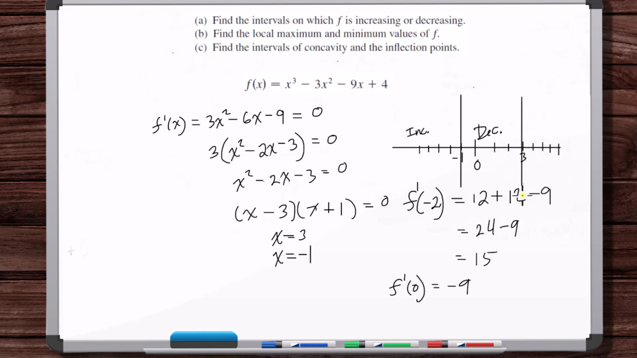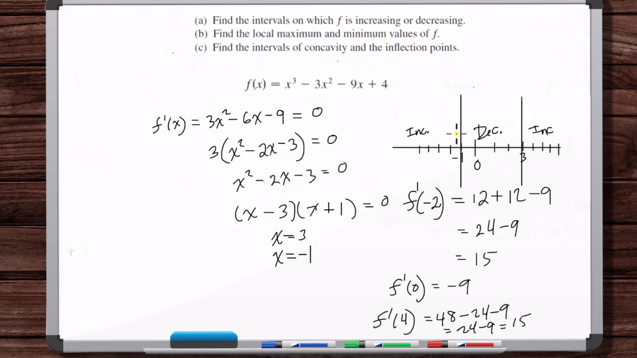Okay, now you have to check again. You can't just assume it's going to go to increasing, so f prime of 4: 4 squared is 16. 16 times 3 is 48. 6 times 4 is 24. 24 minus 9, 15. Look, it didn't switch. Or no, it did switch. I'm sorry. Yeah, it switched. It's the same as the first interval.